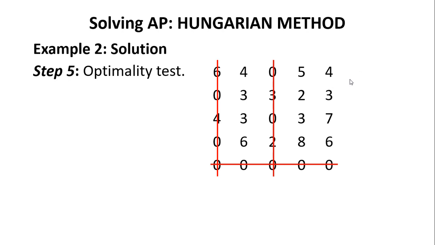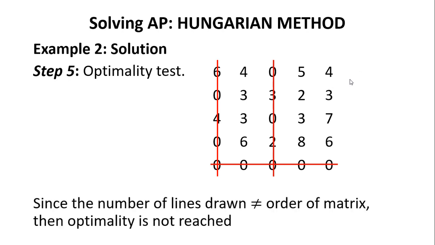So the number of lines is not equal to the order of the matrix, and therefore optimality is not reached or attained, and therefore we need to improve our solution. And how are we going to improve the solution? Look at the elements which are not covered by lines, and then pick the lowest or least element. The least element here is 2.